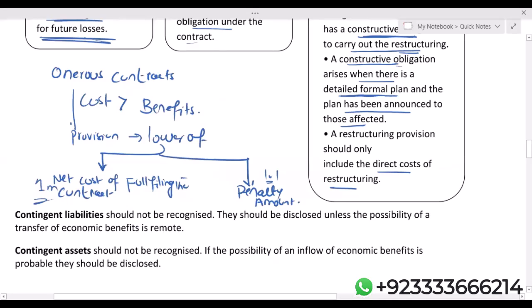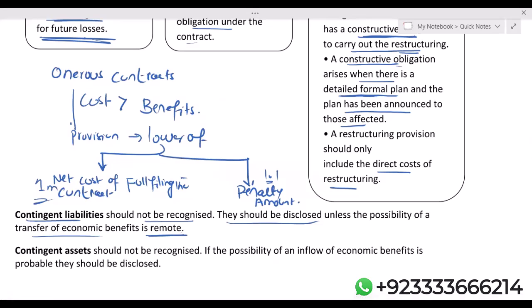Okay. Contingent liability. Contingent liabilities should not be recognized. They will only be disclosed. They should be disclosed unless the possibility of the transfer of economic benefit is remote. If it is remote, then no need to disclose as well. Remote means, for example, the chances of outflow are just 5 to 10%. Take it as remote.